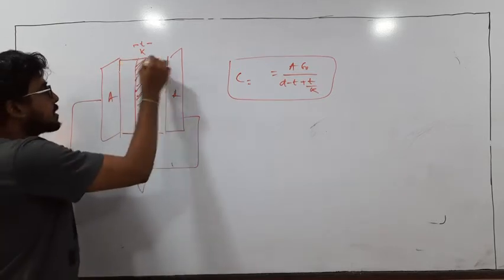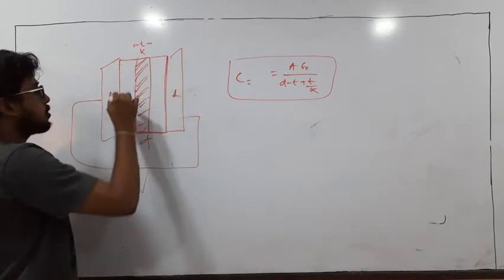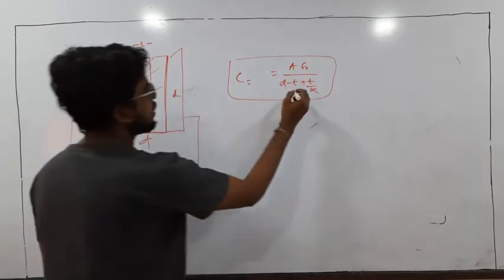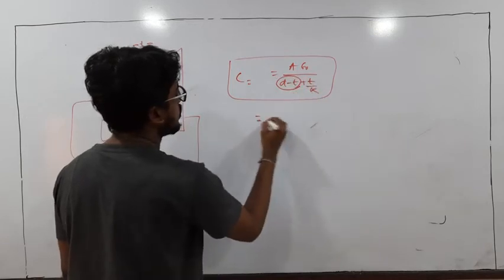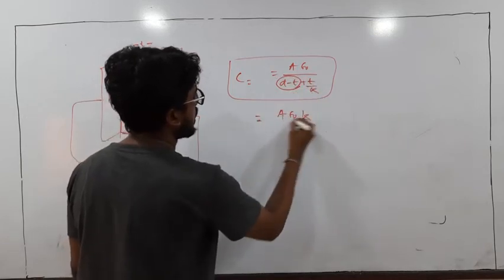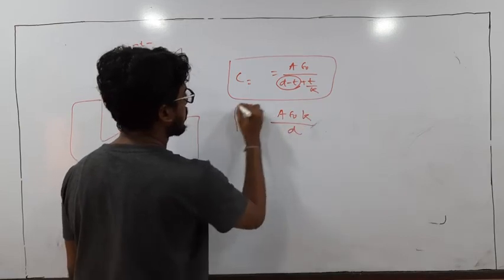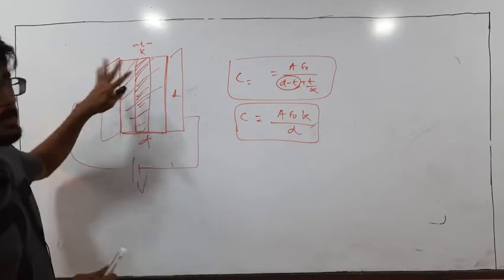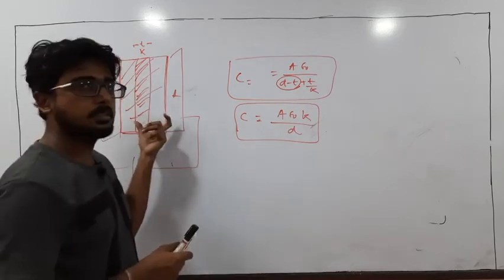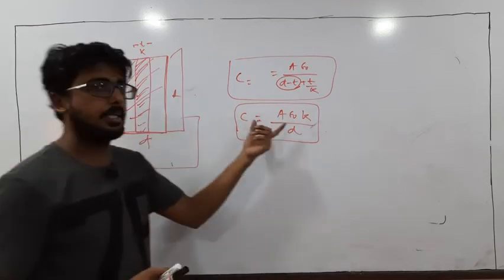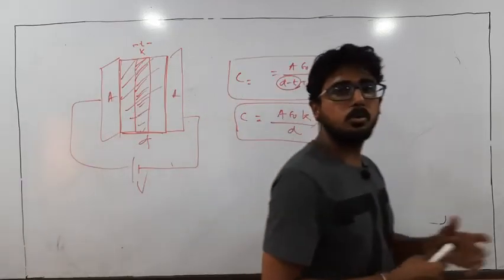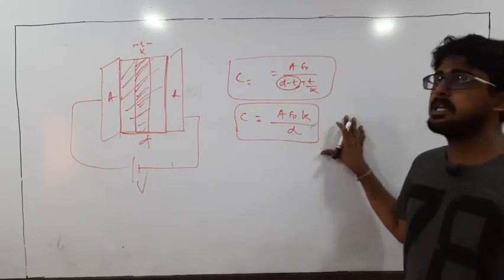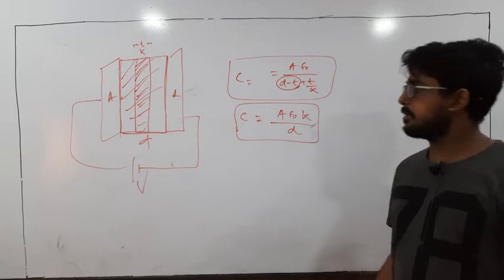If the total space within the parallel plate capacitor is completely filled with dielectric, then T will equal D, so the term D minus T will become 0. So we will get A epsilon naught K by D. This will be the total capacitance of the parallel plate capacitor when the complete space between the plates is filled with a dielectric of constant K. For the derivation you can refer to your notes or the previous lecture. This is what happens when a dielectric is introduced in a parallel plate capacitor.